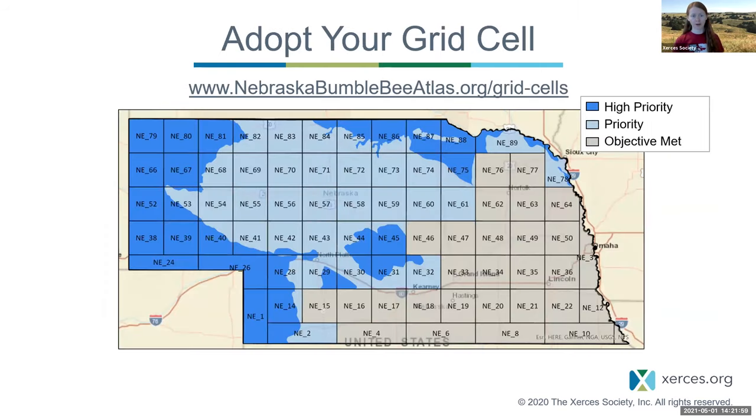Then you head over to the Nebraska Bumblebee Atlas website and click Adopt a Grid Cell. These grid cells are split up by our priority zone. We're really focusing on central and western Nebraska because they've been undersurveyed when we look at how many surveys have taken place across the state. We had a lot of people surveying in eastern Nebraska the past two seasons, so this year we really want to expand west and look for some of those bumblebees that we haven't detected yet. You don't have to live out there to go survey.